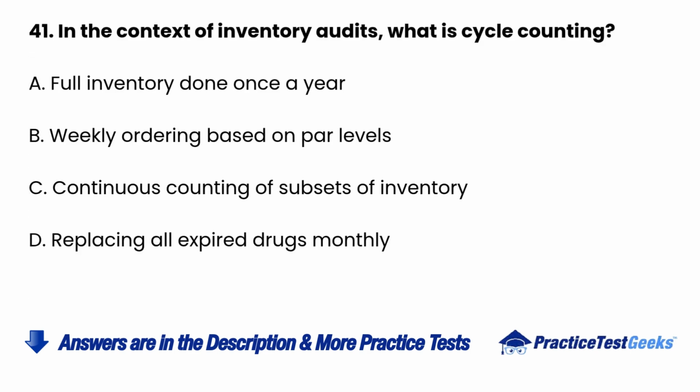41. In the context of inventory audits, what is cycle counting? A. Full inventory done once a year. B. Weekly ordering based on par levels. C. Continuous counting of subsets of inventory. D. Replacing all expired drugs monthly.